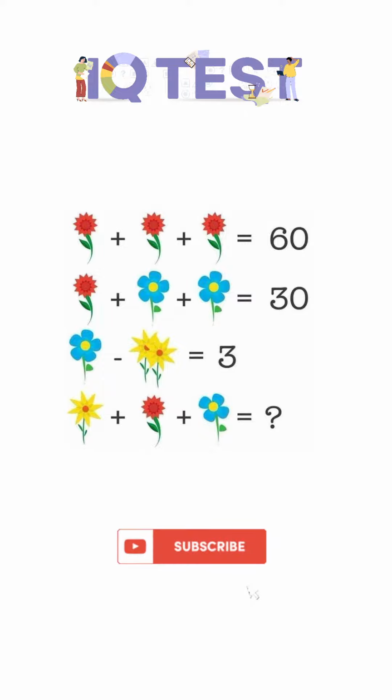So what are you getting for the red flower? So red flower is 20, okay? Okay, so the red flower is 20. What are you getting for the blue? What are you getting for the yellow flower?